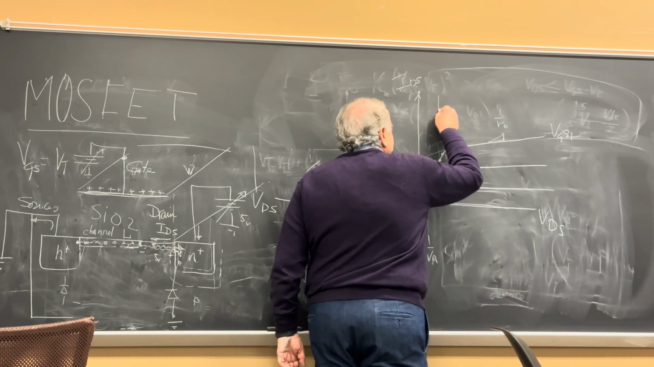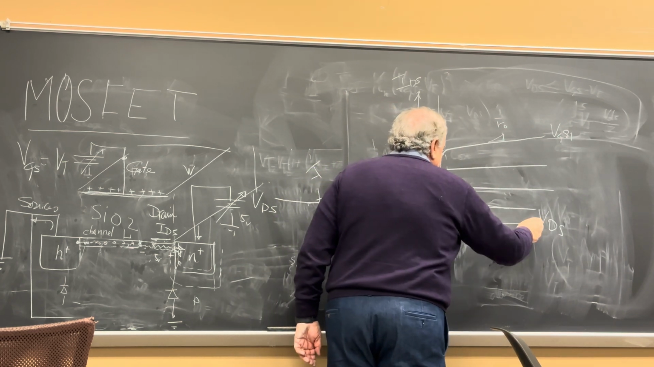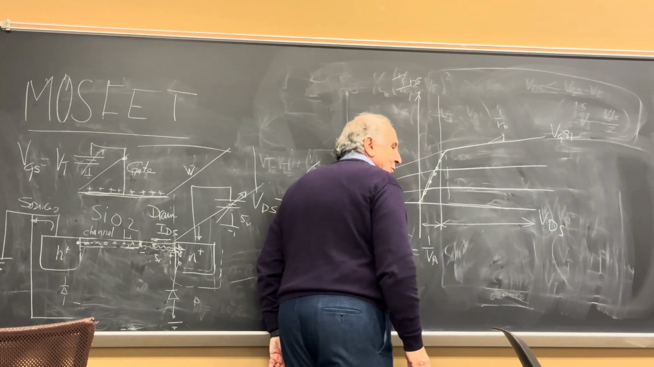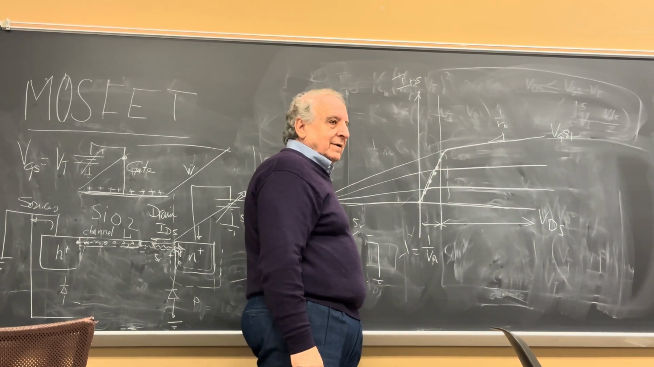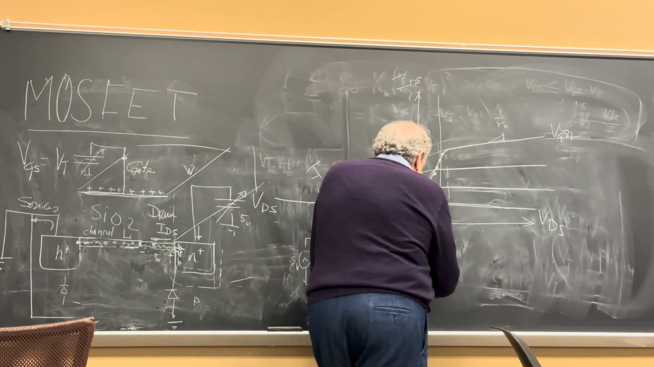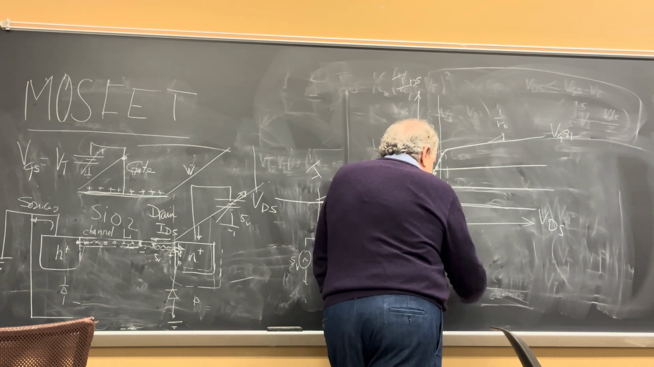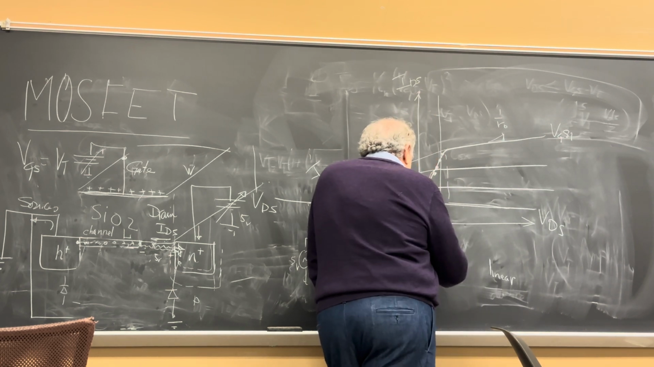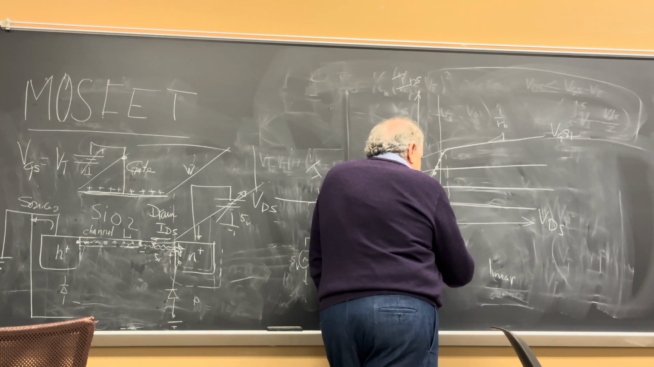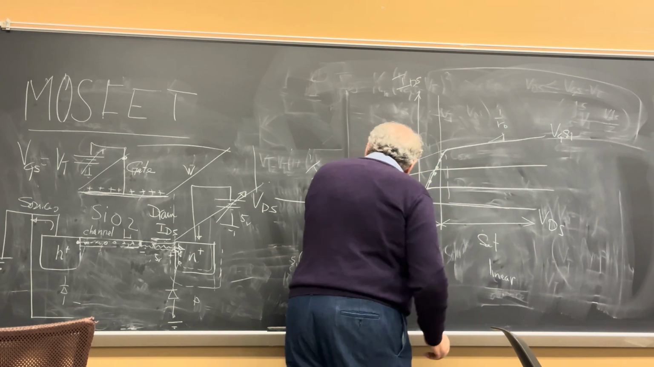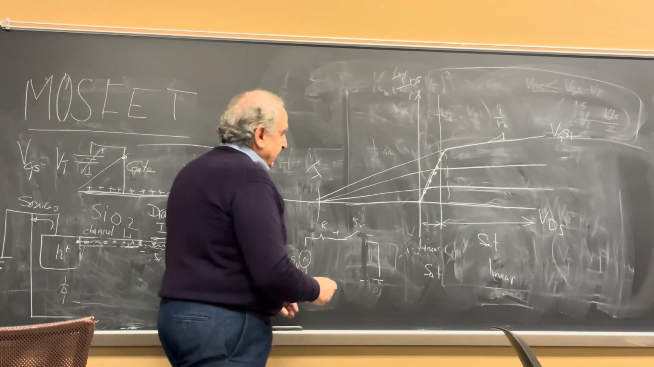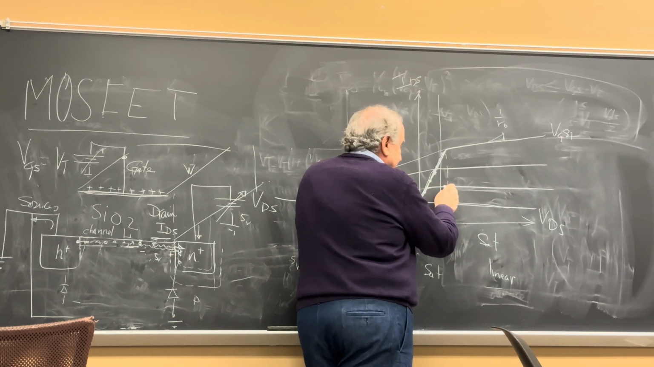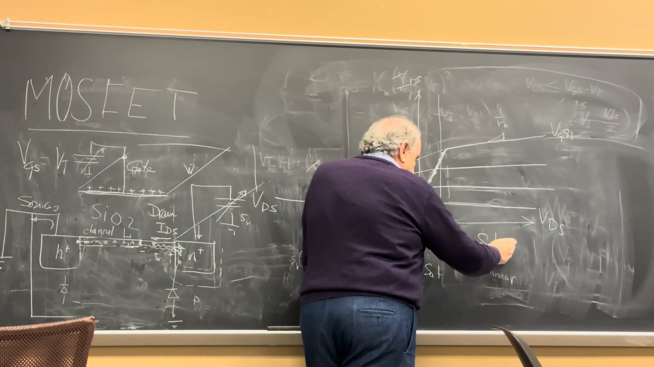Now, what's this region in bipolar? Saturation and linear. Yeah. In MOSFET, this is linear, this is sat. Look at it. This is linear. And this is saturation.